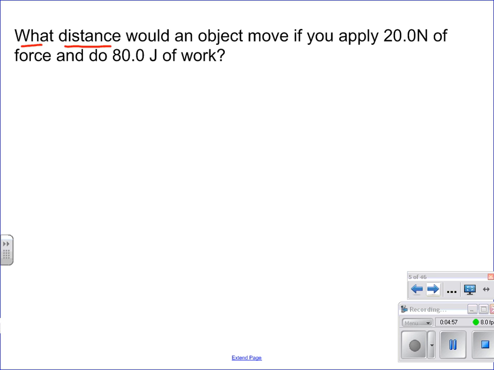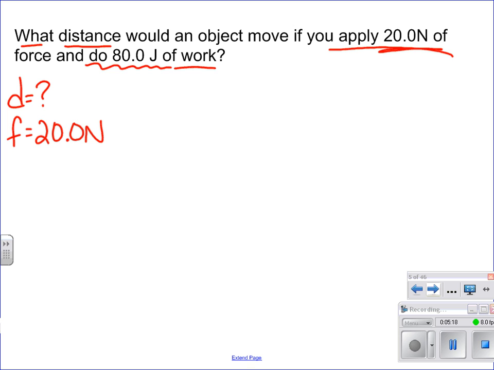So write it on a piece of paper, or I guess if you have spare room on the side of 82, feel free to do it there. But what distance, so that's our unknown, is our distance, would an object move if you apply 20 newtons of force, so that's my force, 20.0 newtons, and I do 80.0 joules of work. So my work is 80.0 joules.